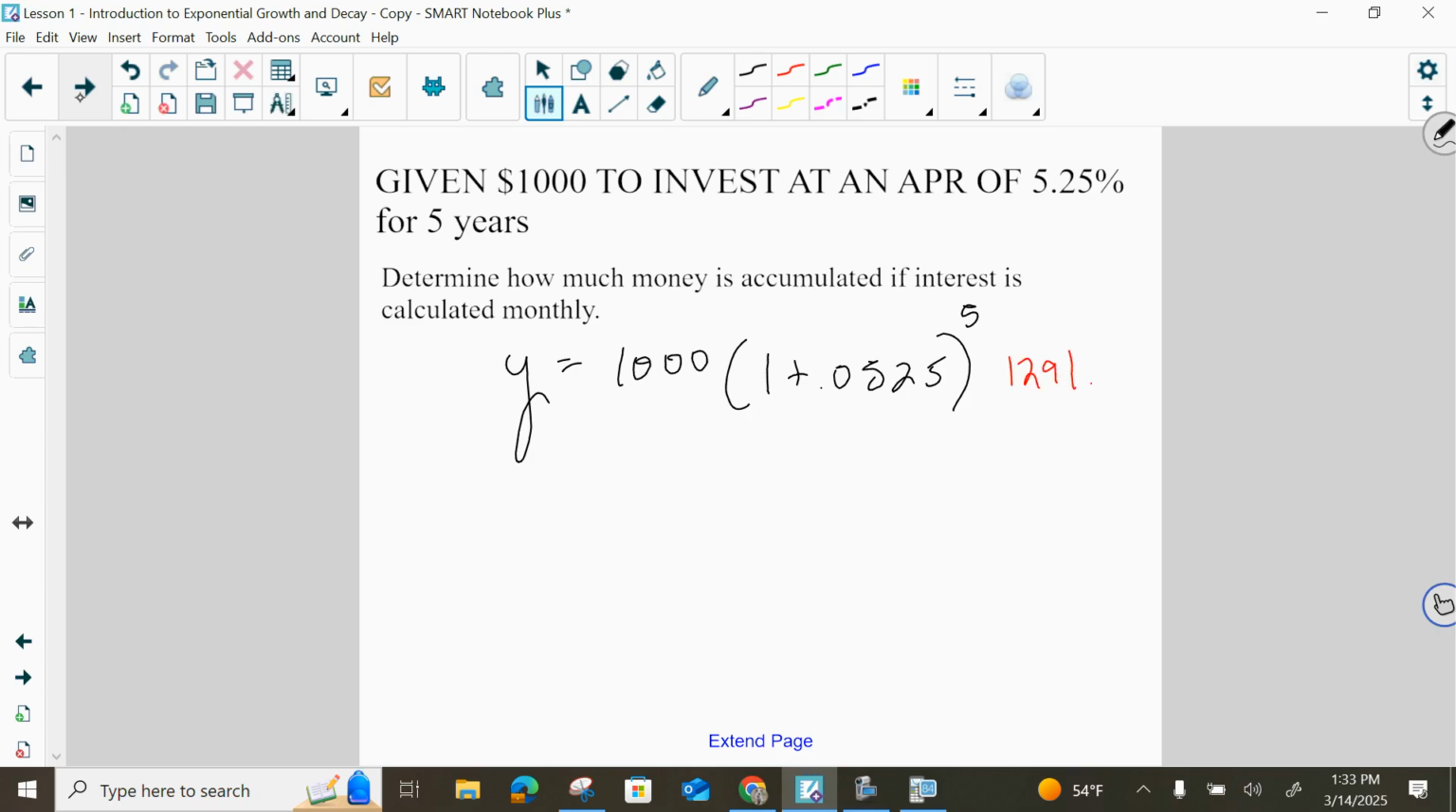Check my number. Do you get that? 1291.55. Again, guys, I want everybody doing this in your calculator. Slade, did you get that? Okay.